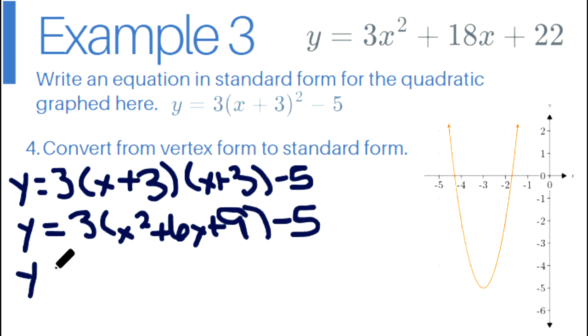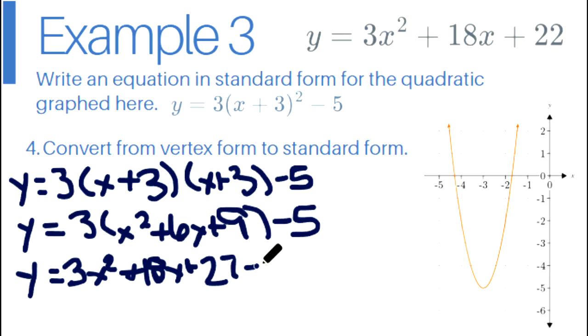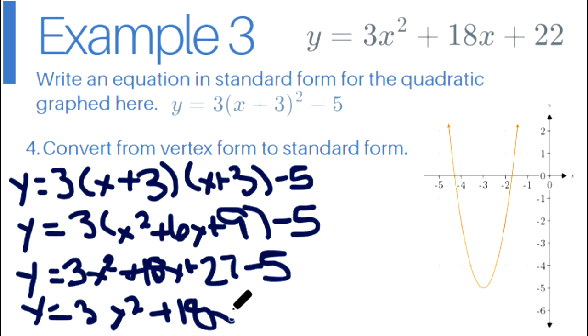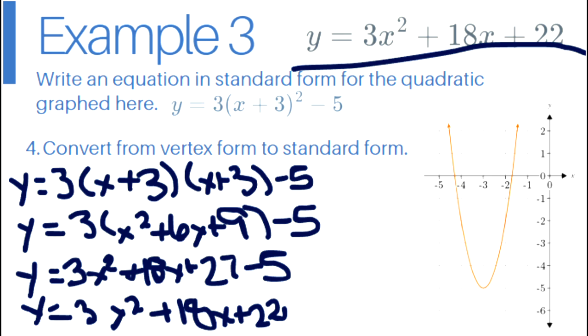Now we need to distribute this 3 through the whole thing, so we have 3x squared plus 3 times 6 is 18x. And 3 times 9 is 27. Minus 5. We just need to combine these like terms, and our final formula should be 3x squared plus 18x plus 22, and we did it because we're smarty pants.